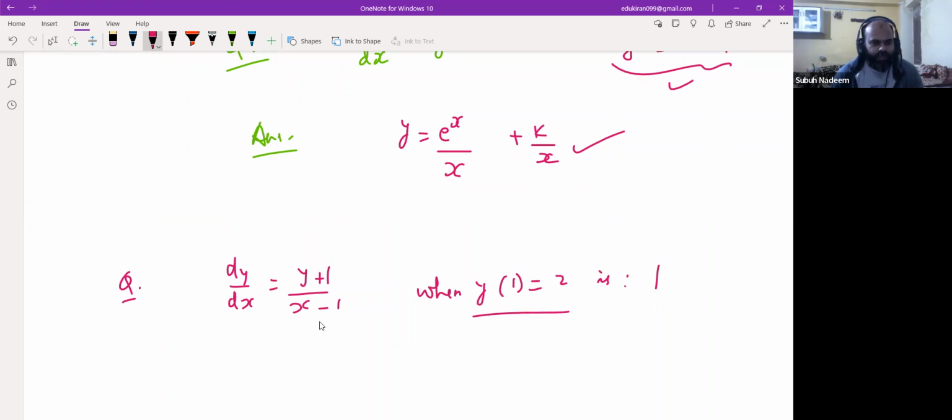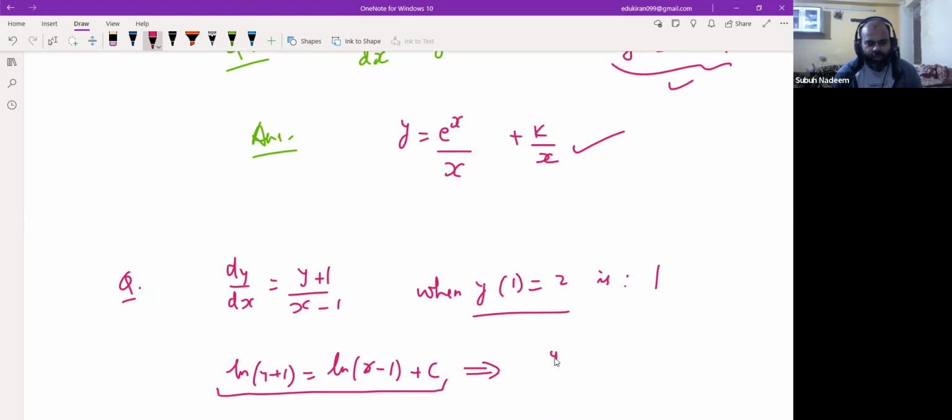So you have done variable separable, I think, and you have integrated: log of y plus 1 is equal to log of x minus 1 plus c. And when you put x is equal to 1 here, you won't get one solution. This is what you are getting now, I hope. Yes, sir. So in the next step, even if you change the log into exponential, (y plus 1) by (x minus 1) is equal to e to the power c, which is also c.